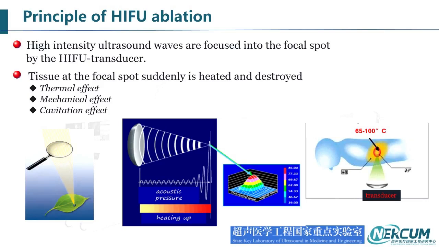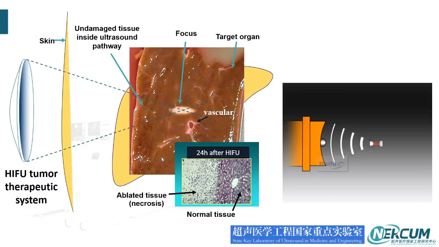But now we use a transducer, which can generate enhanced ultrasound in the focal area. It has 3 effects: mechanical effect, thermal effect, and cavitation effect. It can generate temperatures over 65 degrees, which leads to coagulative necrosis, and also the cavitation effect.